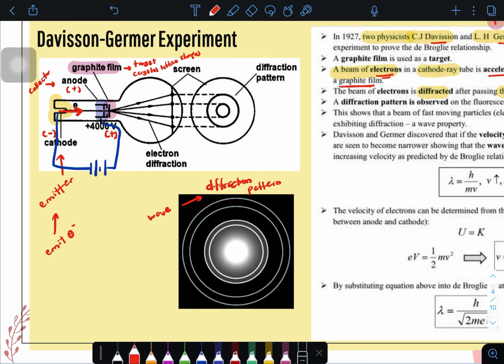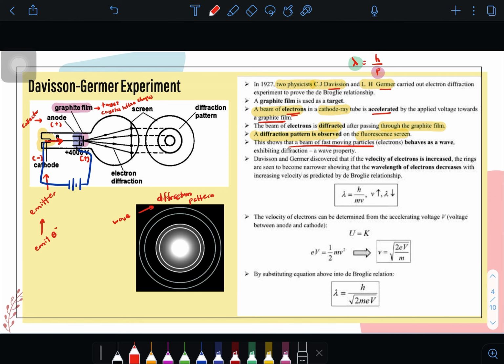This shows that a beam of fast moving particles, which is electron, behave as a wave. So dia berjaya membuktikan particle, which is electron, do have a wave behavior. Sebab apa? Sebab dia ada diffraction pattern. So we start with center bright, alternating dark and bright.